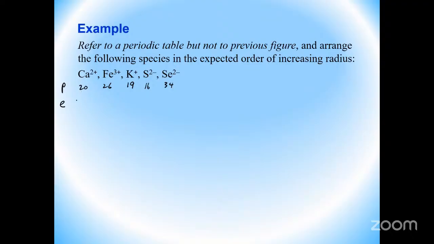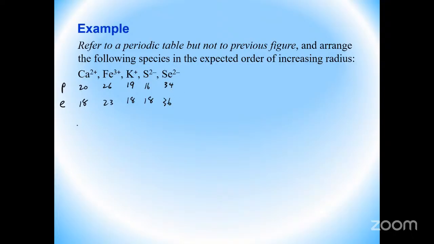So in the case of calcium, the atomic number is 20, so it has 20 electrons, but because of the +2 charge here, this will be 18, right? In the case of iron, +3, so 3 from 26 gives you 23. In the case of potassium, the +1, so that's 18. In the case of the sulfide, you add 2, so that's 18. And in the case of the selenide, that will be 36, right?